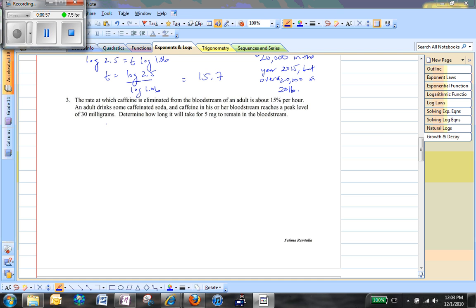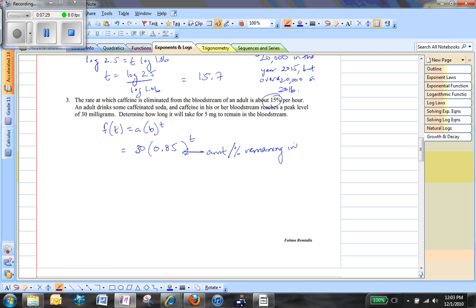Well, I'm going to start with my original formula. F of t is equal to A times B to the t. This time I start with 30 milligrams, and because I'm losing caffeine, it's 100 minus the 15, which is 0.85 to the t. Notice that this is the amount or the percentage remaining in the bloodstream. I want to know when it's going to get to 5.